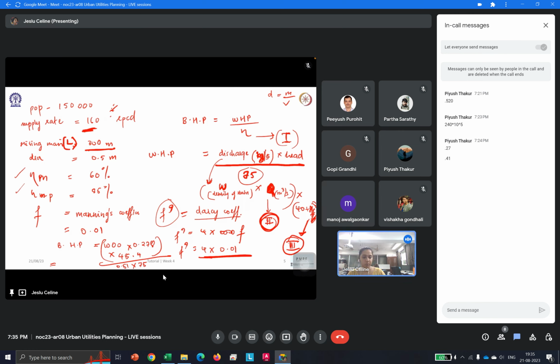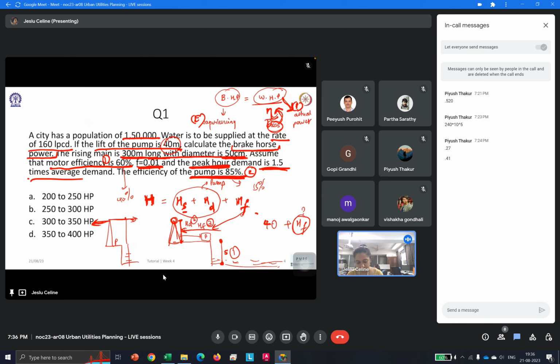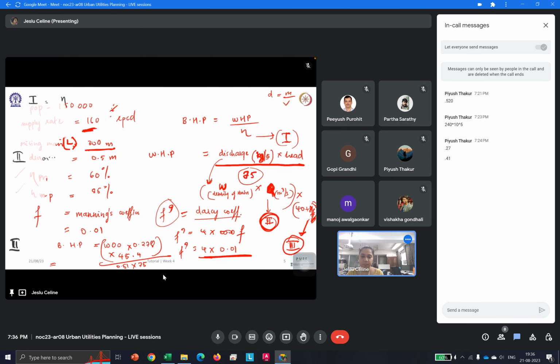Maybe you can just check once more, I'm getting a different answer. 329, yeah, 329 is correct. So approximately we can say 330. Let's see whether that's there in the options. Option C is given in a range 300 to 350, so 329 falls over there. That's the answer. If anybody is getting a different value, you can say.